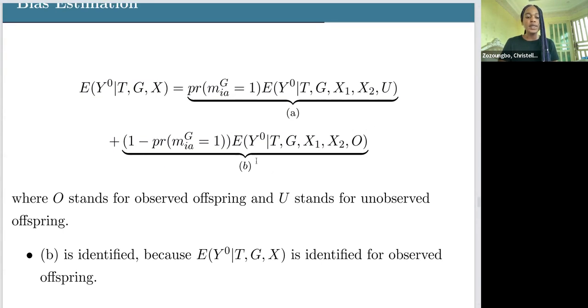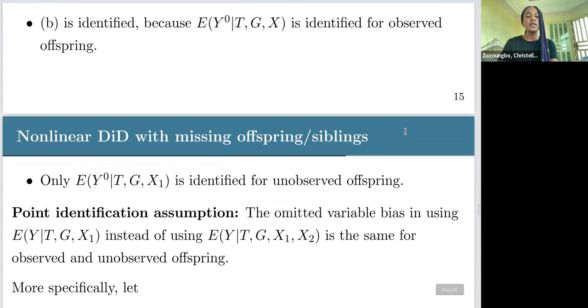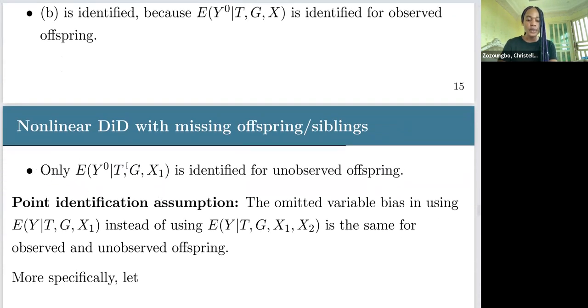So the expression B here is clearly identified because X2 is observed for those people, the observed offspring. The problem is with A, the expression in A, which is not identified for the same reason: X2 is not observed for the unobserved offspring. But it is only this shorter regression that is identified, the one without X2.